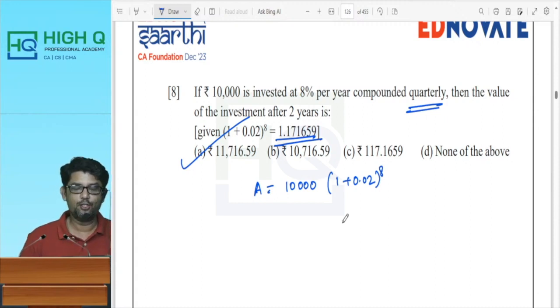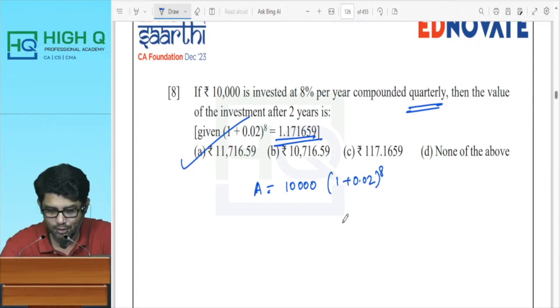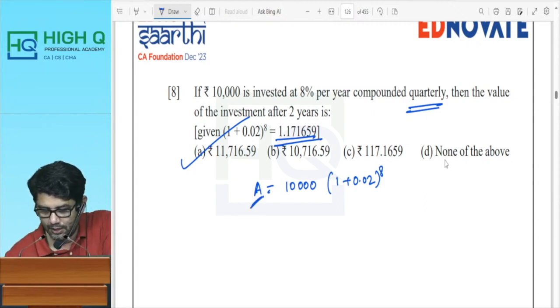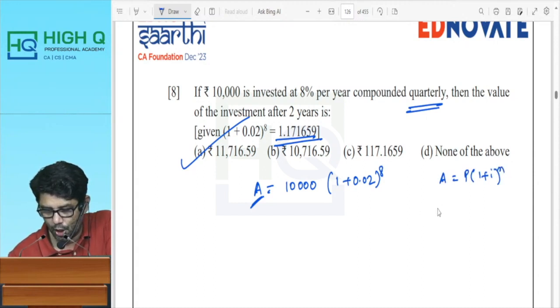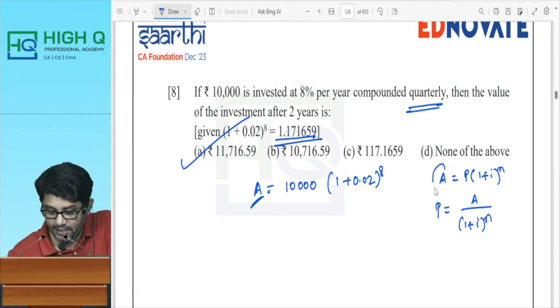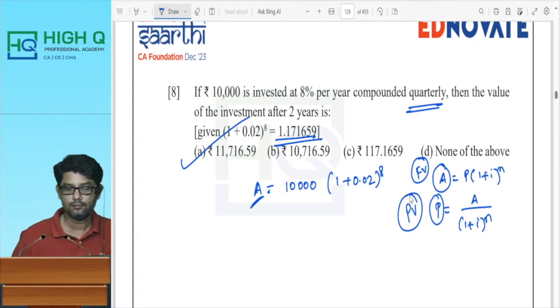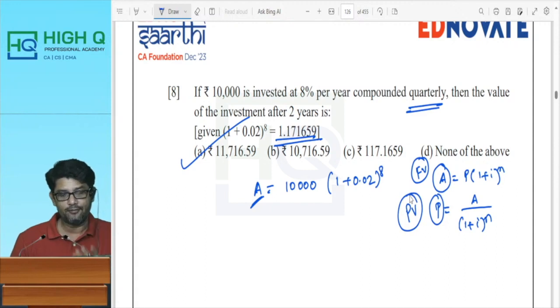Future value means this is not an annuity. See, this is also future value only. Look at this: Amount is equal to P into (1 plus i) whole power n, or P is equal to amount by (1 plus i) whole power n. This A we call future value. This P we call present value. So here they ask you to find out future value, and for that I'm using A equal to P into (1 plus i) whole power n.